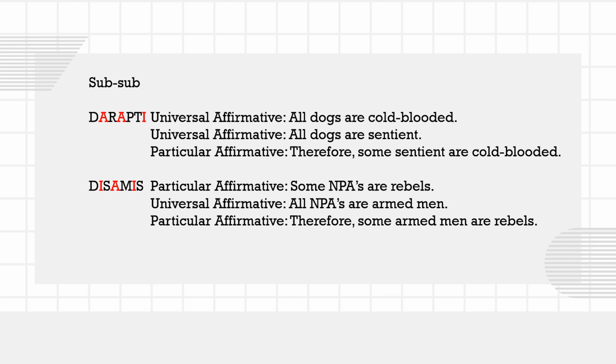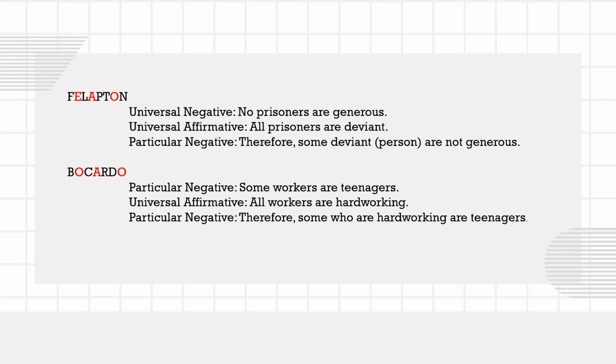It commences with the universal negative premise that no prisoners are generous. It then introduces the universal affirmative premise stating that all prisoners are deviant. The logical conclusion, therefore some deviant persons are not generous, is a valid deduction based on the premises.